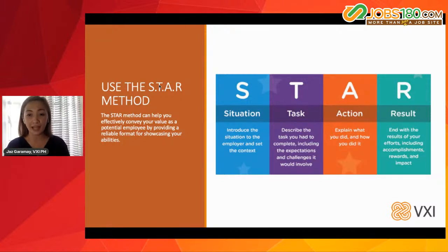Next, A is for action. Explain what you did and how you did it. For example, during my previous employment, I was assigned to go to Ilocos Norte because we had just built our new site there. I was sent there to run the recruitment marketing and sourcing process in order for us to close the required classes. And last is the result.